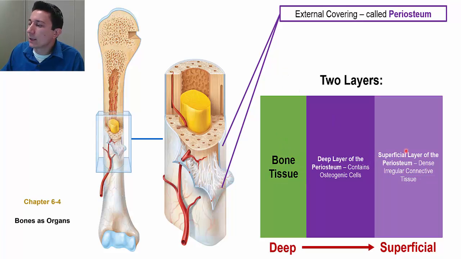The most superficial layer of the periosteum is a dense irregular connective tissue, so it's a completely different tissue type. And this is what helps to give the external surface of the bone a nice, solid, tough connective tissue that muscles and blood vessels and nerves can anchor to without any problems of them being peeled away.